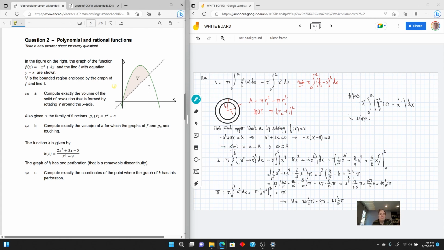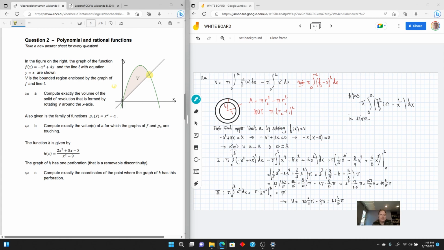The other part is we need to figure out what this upper limit is. And we find this by setting this function f(x) equal to the line y is x. So you need to solve f(x) is x, and that's the mass is given here. You will find that by some simple manipulation that x is either 0 or x is equal to 3.